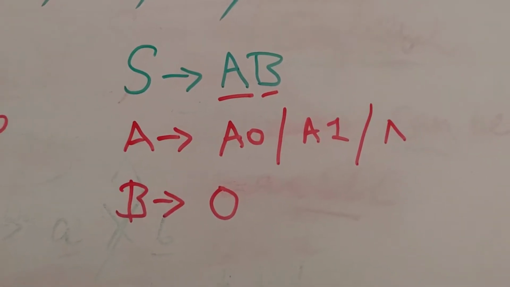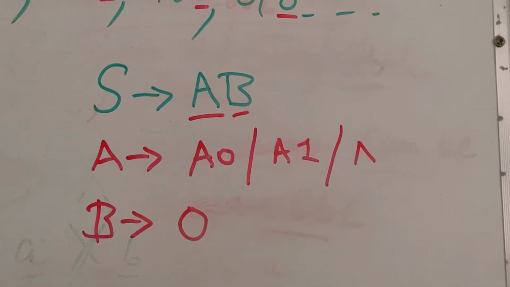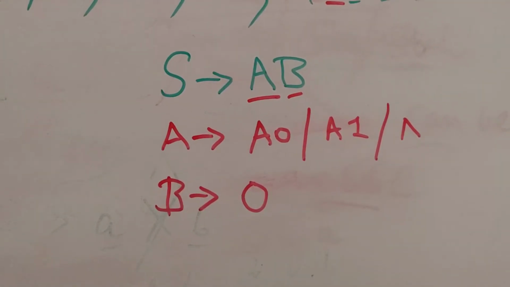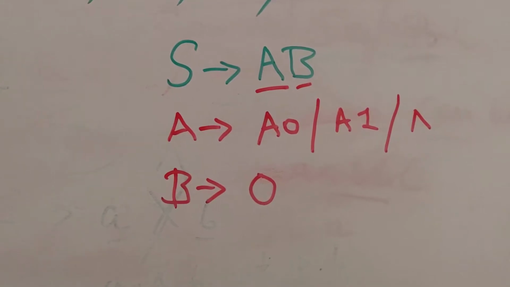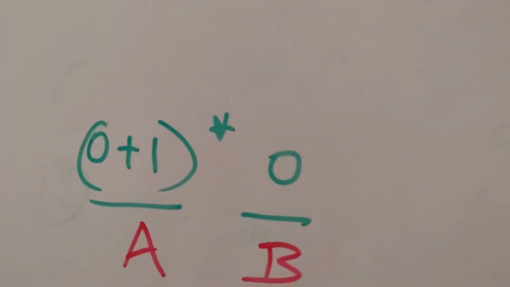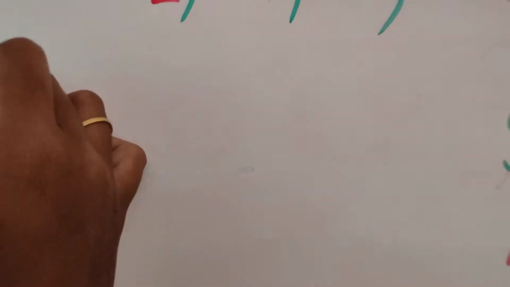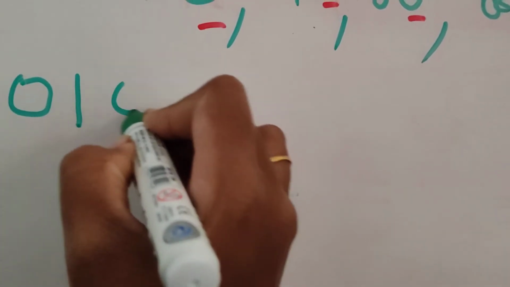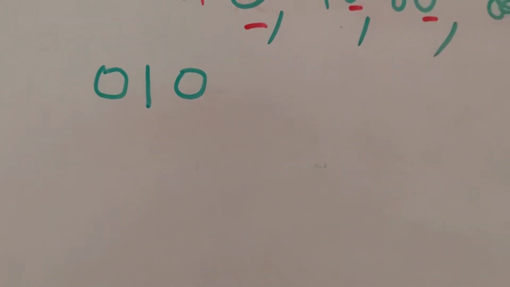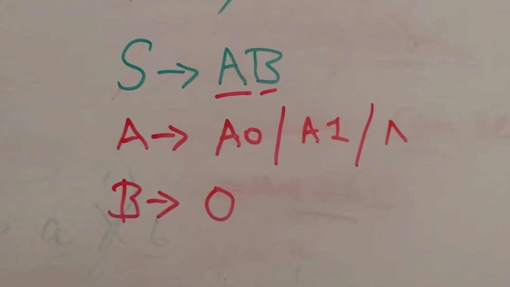Now from this, if I want to derive any string, these are my production rules, and from that I want to derive a string. Suppose I want to derive a string which is satisfying this regular expression. So I can take a string which is ending with 0. Suppose I am taking 0, 1, 0. This is my example. Now I want to get this string using these rules. So how to get it?